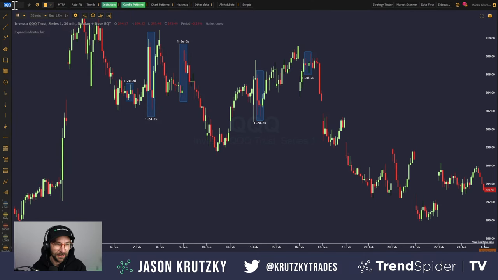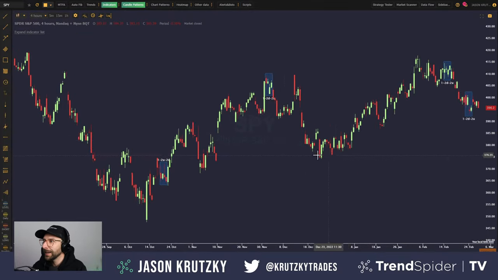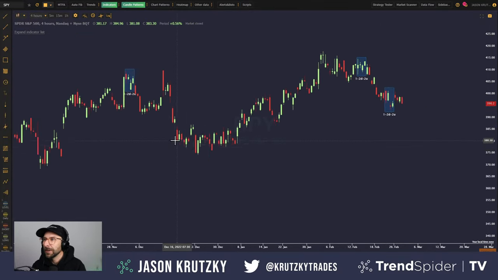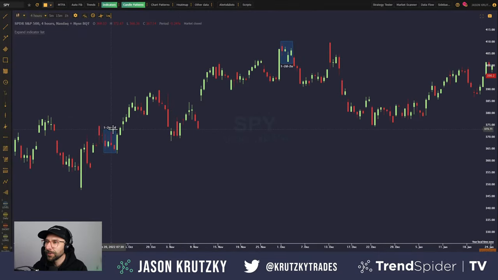I'm actually going to switch over to SPY here, and I'm going to go to the 4-hour time frame. I'm trying to mix it up on time frames for you guys, too. So this is a bit cleaner of an example. This is a 1-2-down-2-up. So here's your 1, your 2-down, your 2-up, right? And here's a 1-2-up-2-down. So you have an inside bar, 1-2-up-2-down.